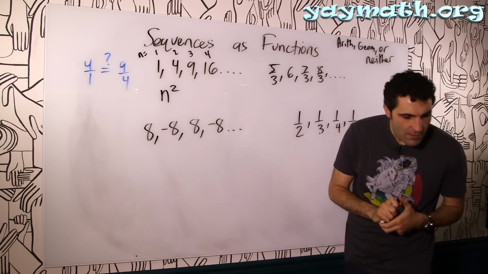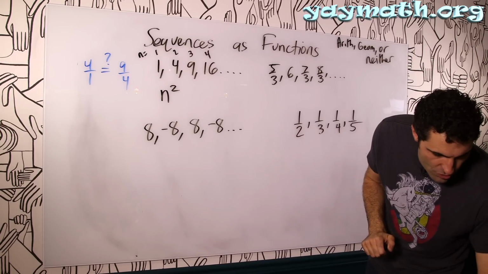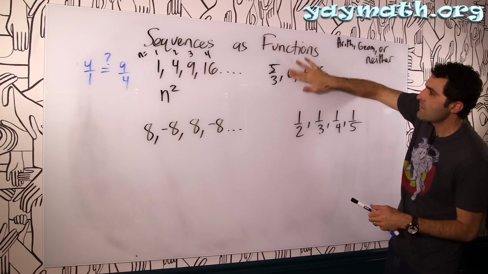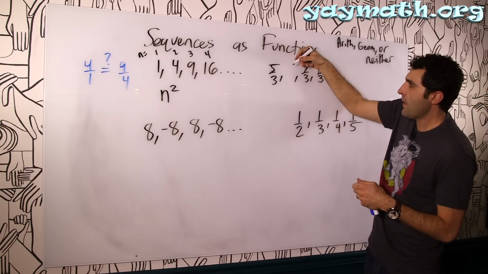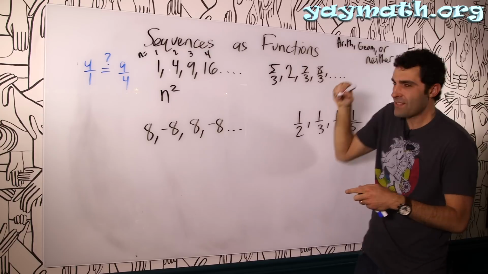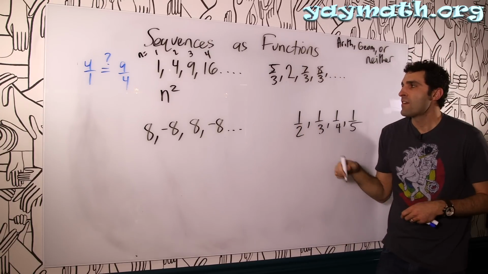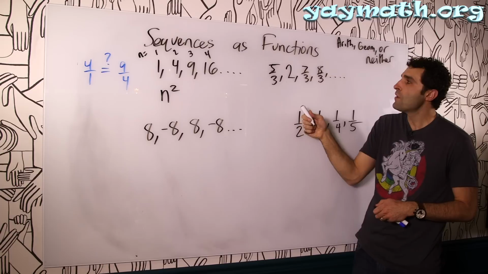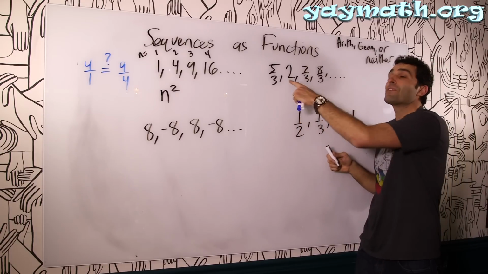Wait, did I write it wrong? 5/3. Where'd it go? Oh yeah, I did write it wrong. There we go. It's okay. Mistakes are part of the learning process. So it's 5/3, then 2, then 7/3, then 8/3. That 2 really mattered, all right?